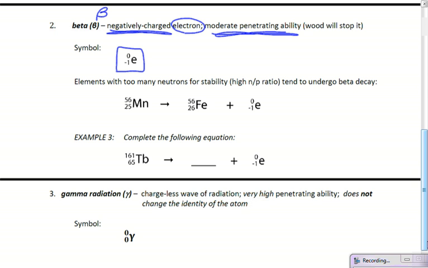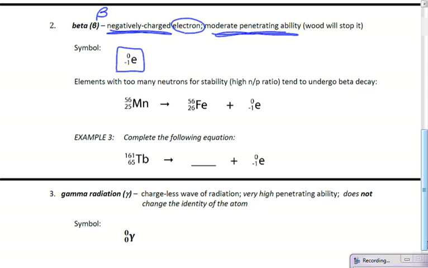If you have elements with too many neutrons to be stable, there's too many particles there all jumbling around with that binding energy trying to hold them there, then it's going to go through this process. Whenever you have a closer ratio between the neutrons and protons, then it's going to be more stable.